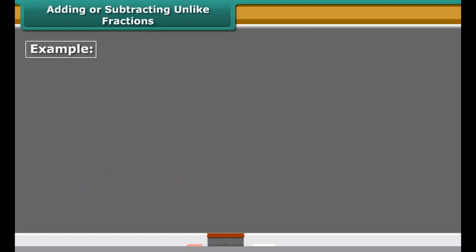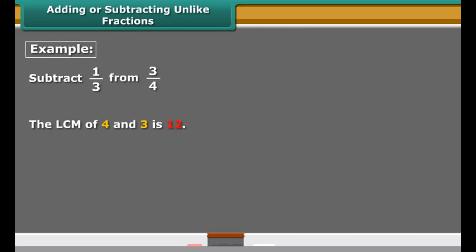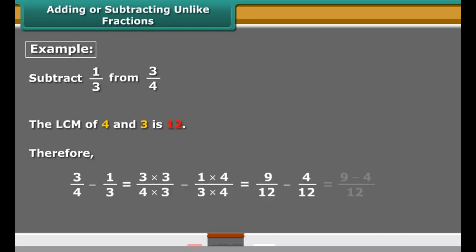In another example to find subtraction of unlike fractions, first we need to find equivalent fractions of 3 upon 4 and 1 upon 3, which have the same denominator given by the LCM of 4 and 3. The required LCM is 12. Therefore, the subtraction of 3 upon 4 and 1 upon 3 is 5 upon 12.